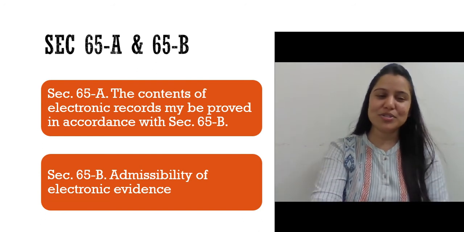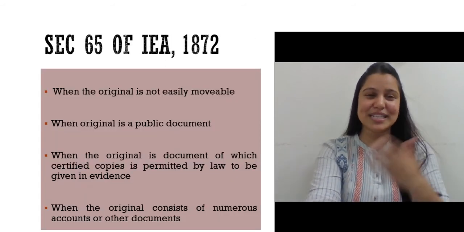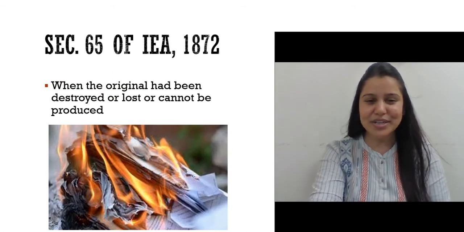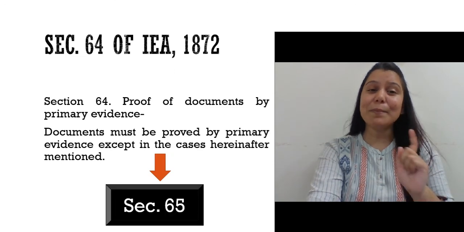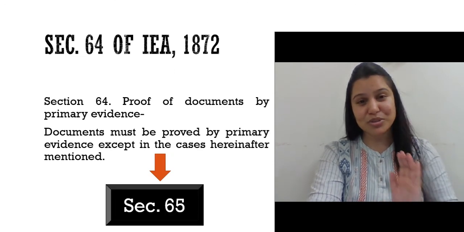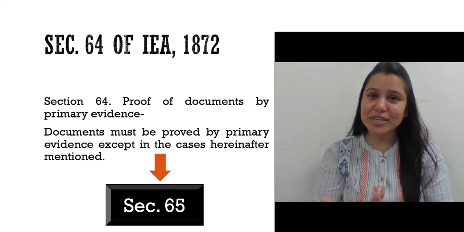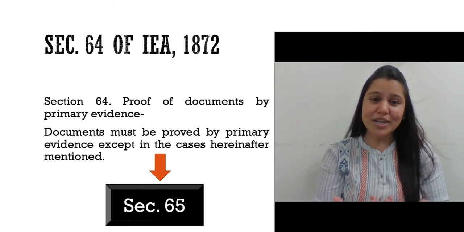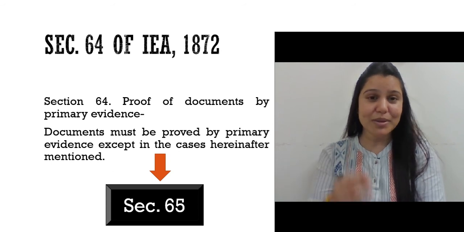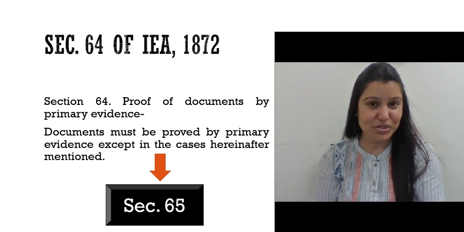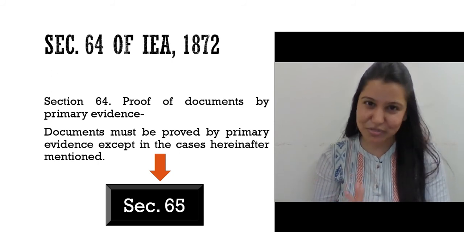I hope with this you are completely clear. As you can see on your screen, the conditions mentioned are easy to understand. In general, the rule is that only primary evidence should be given when it comes to documents. Let's go for a quick revision. As I was saying, when it comes to documents, only primary evidence should be given. But if your condition falls under any of the conditions mentioned under section 65, then you can present the secondary evidence.